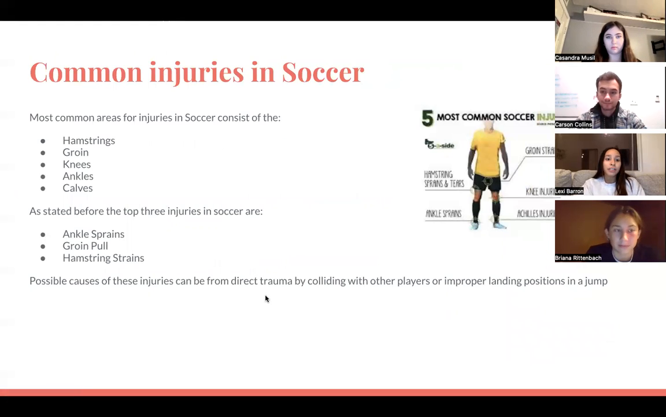So, common injuries in soccer. The most common areas for injuries in soccer consist of the hamstrings, the groin, the knees, ankles, and calves. As stated before, the top 3 common injuries are ankle sprains, groin pulls, and hamstring injuries. A lot of these injuries are caused mainly from direct trauma by either colliding with other players or improper landing positions during a jump, all mainly focused in the lower extremities.